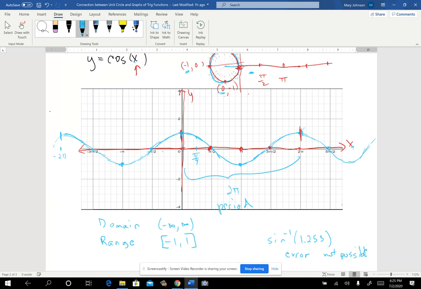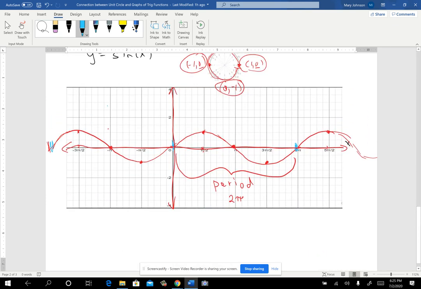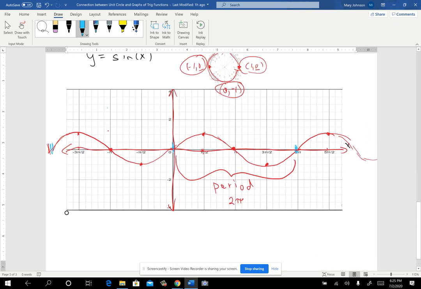All right, so that's for cosine. The domain is from negative infinity to infinity. The range is just fluctuating back and forth between negative 1 and 1. Okay, let's look at this one. Hey, that looks the same. The domain is also from negative to positive infinity, and your range also fluctuates from negative 1 to 1.